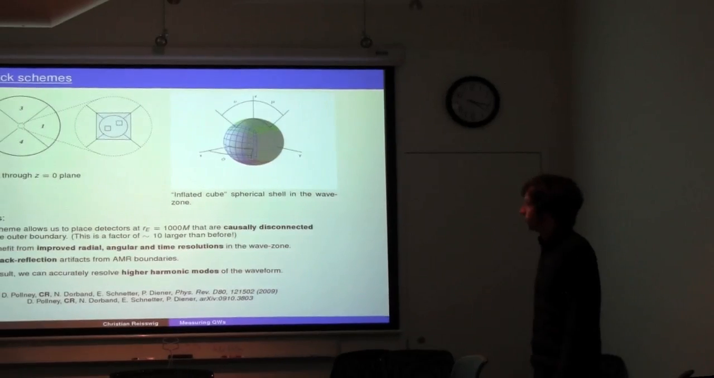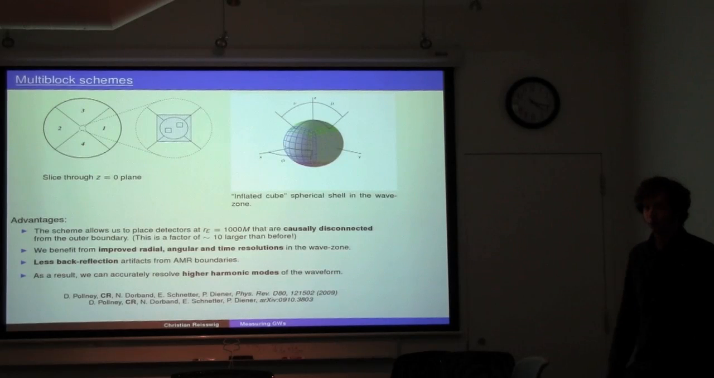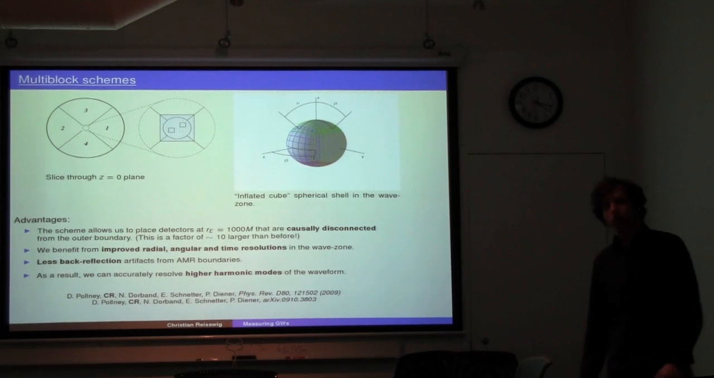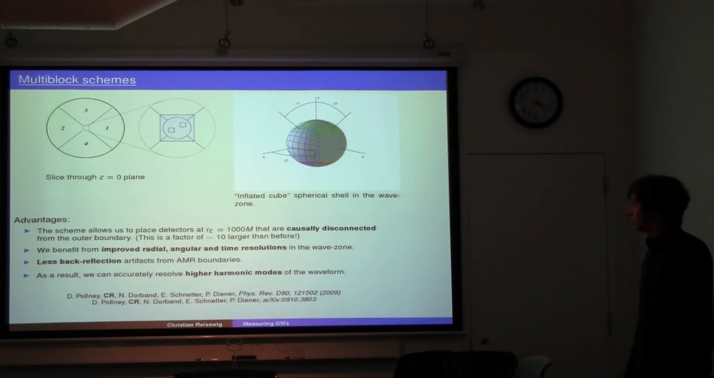And so your outer boundary is at? In this particular simulation at 3600 M. The outermost detector is at 1000 M, and because the waveform is approximately 1400 M long, over the course of that it's causally disconnected from the boundary.